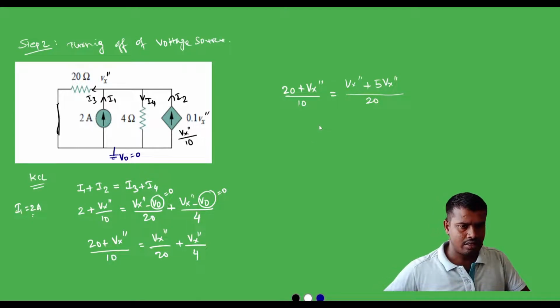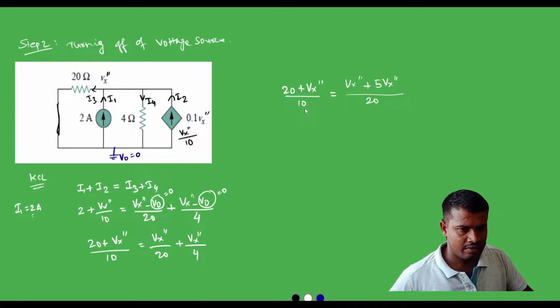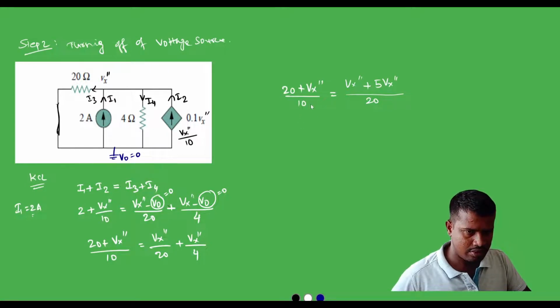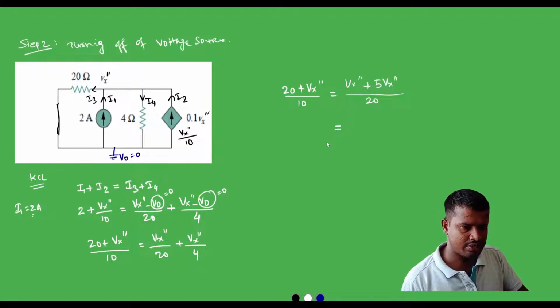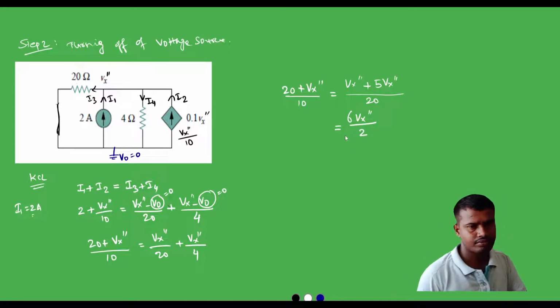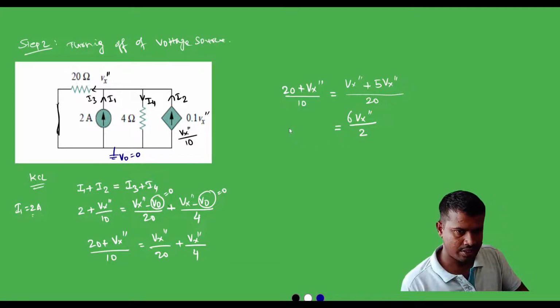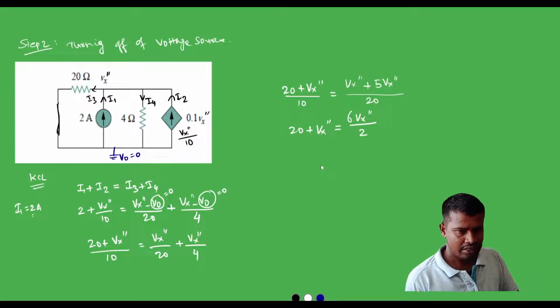Now we can transfer the value of 10 to the right hand side of this equation. So the equation will become 6Vx double prime divided by 2, which is equal to 20 plus Vx double prime. Fine. Next, we can simplify this equation, as correction.